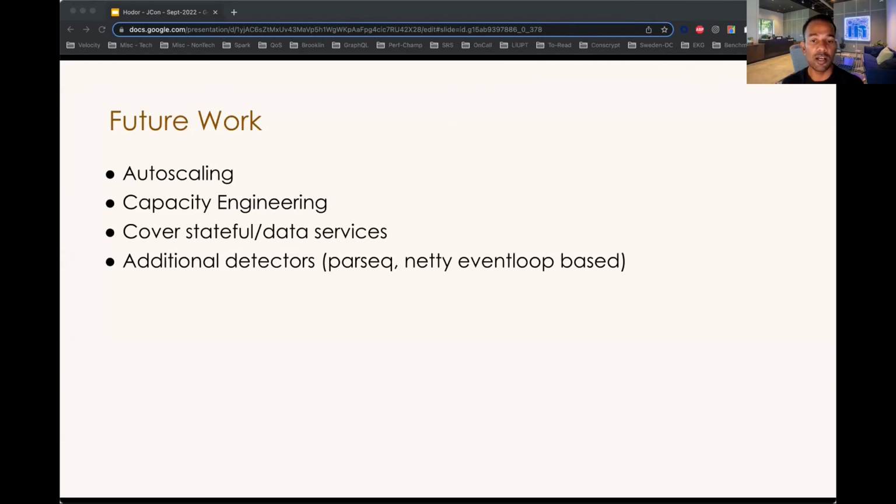For example, Parsec is an asynchronous framework developed at LinkedIn, and we are looking to develop a detector to catch overload in the Parsec task queue. A similar detector is also being planned for the native event loop.